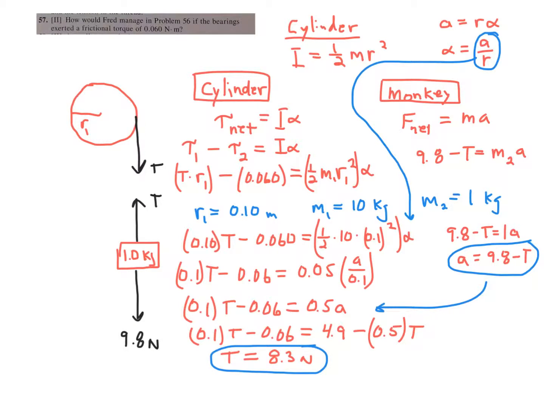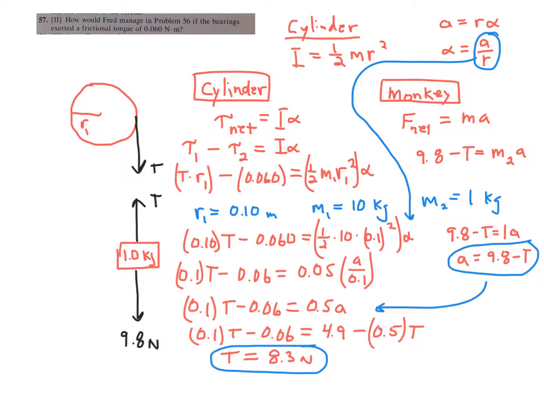So here once again we have our cylinder with the thread attached. It starts off the same way. We look at our background information. The cylinder has a rotational inertia of 1/2 mr squared. The relationship between linear acceleration and rotational acceleration is a equals r alpha, or if I just rearrange that, it's the same equation, alpha equals a over r, which I'll use in a little bit here.